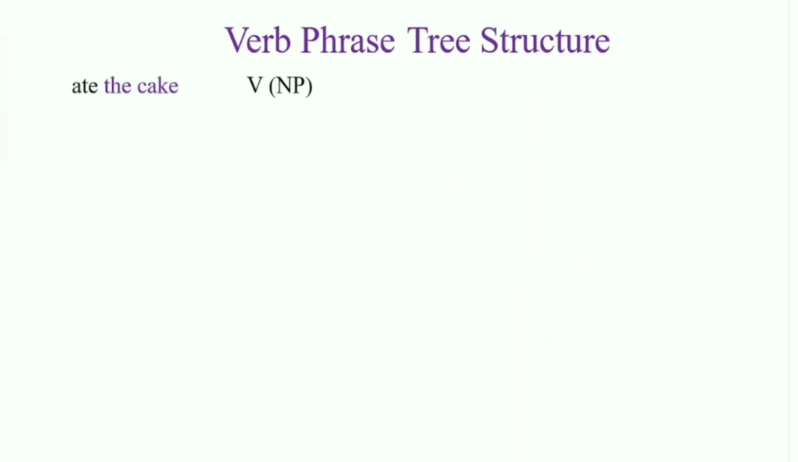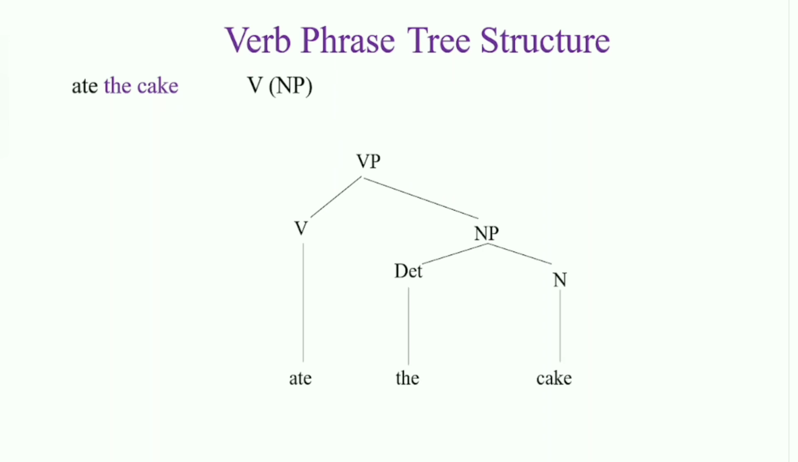You can draw its tree structure in a way. If you have "ate the cake", then VP consists of V and NP. We have "ate", and NP is determinate and noun, "the" and "cake".